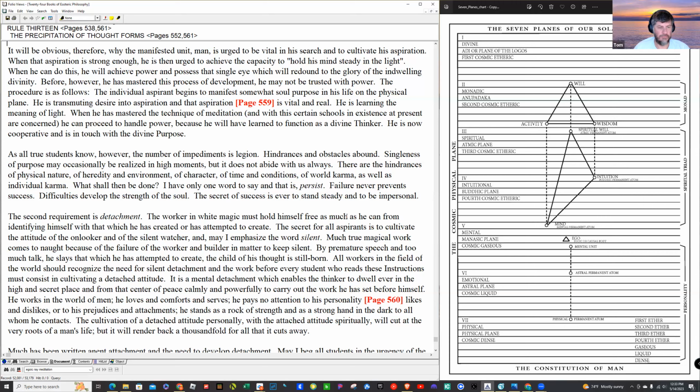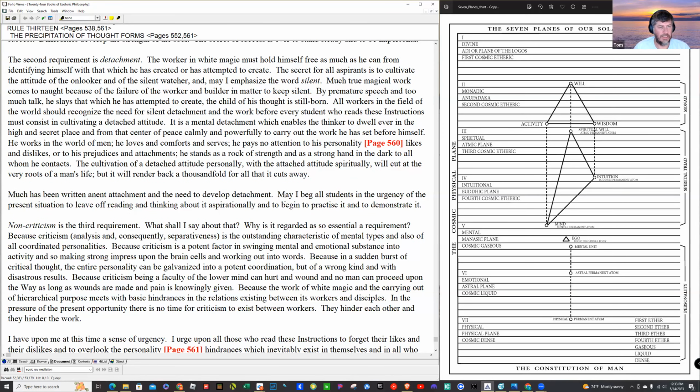What shall then be done? I have only one word to say, and that is persist. Failure never prevents success. Difficulties develop the strength of the soul. The secret of success is ever to stand steady and to be impersonal.